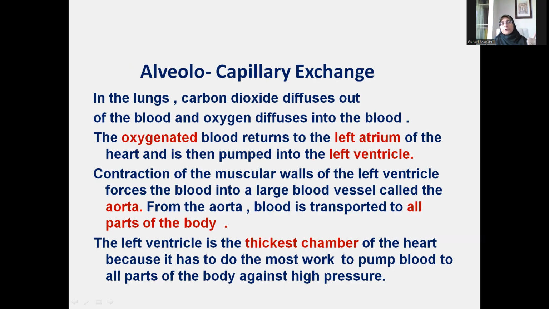So you should mention number 1, a thin wall because they are made of one layer of endothelial cells. You should mention that they do not have a muscle layer, a smooth muscle layer like arteries or veins, and that adds to the thinness of the capillaries. You should mention that they have a large surface area.